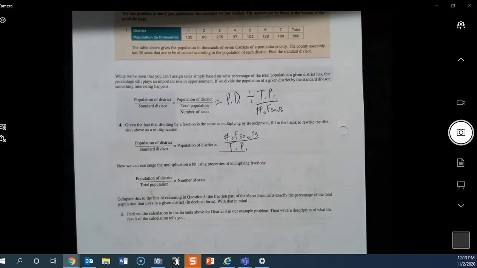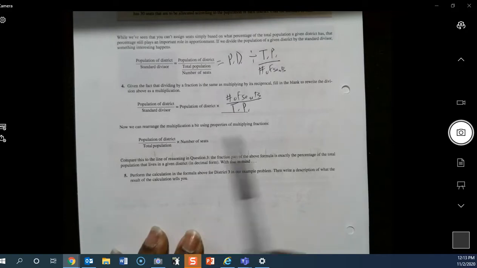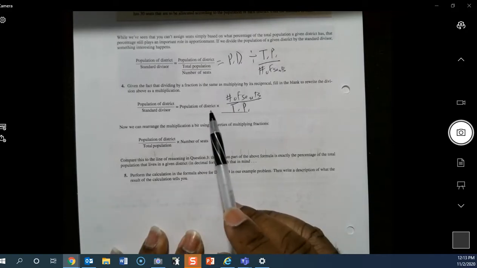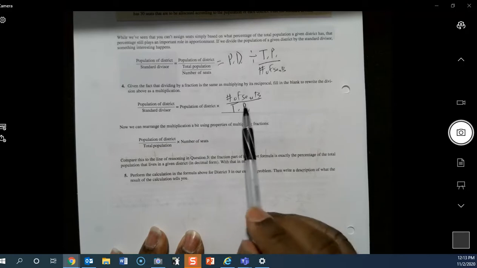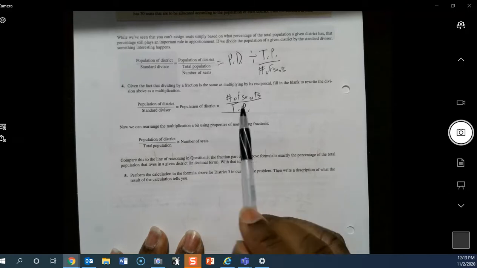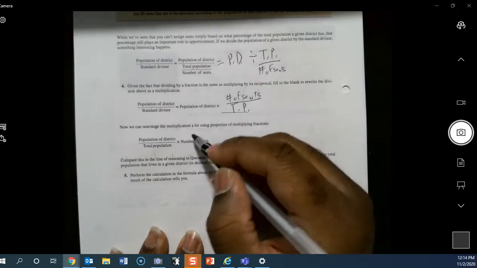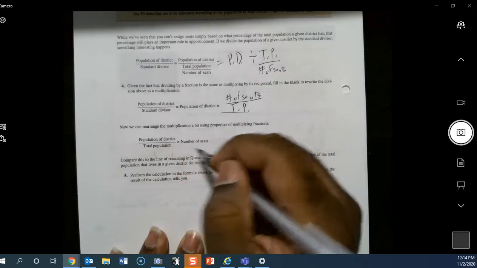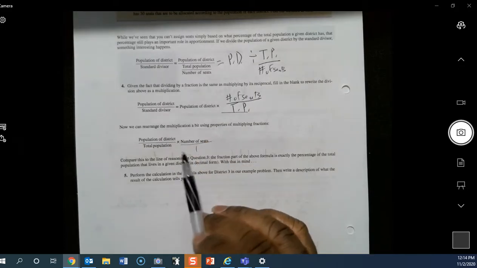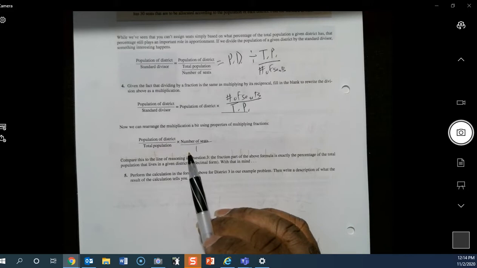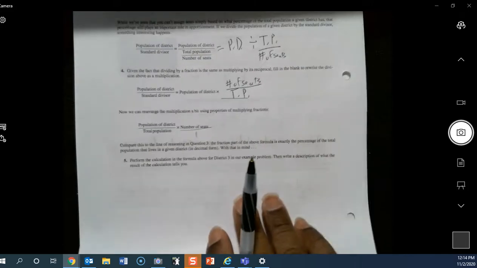Now, we can rearrange the multiplication a bit using properties of multiplying fractions. So, basically what this is saying is we could take the population of the district over the total population times the number of seats. So what we did here, we shifted the denominators. So if we put this over 1 here, we will be able to multiply this out. But we will get to that in the next problem.